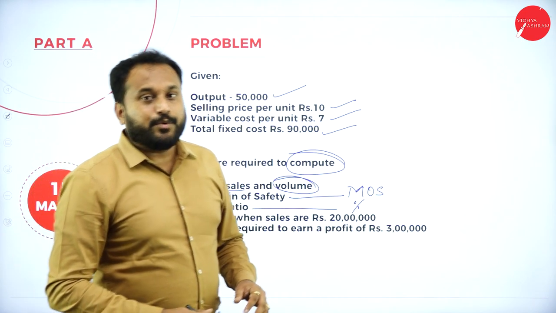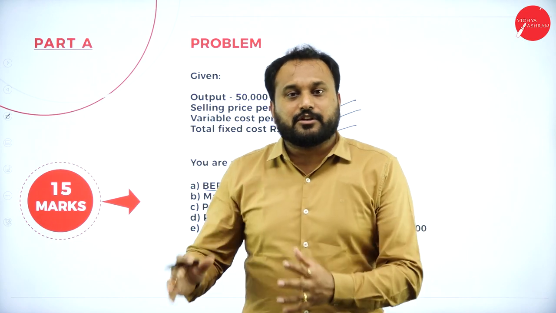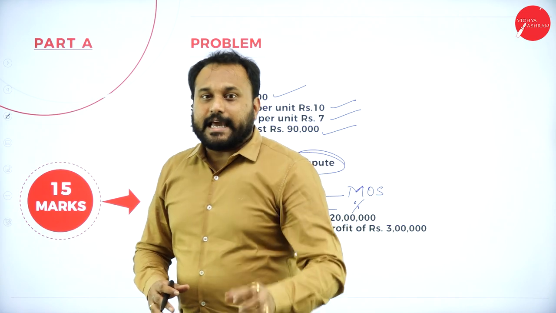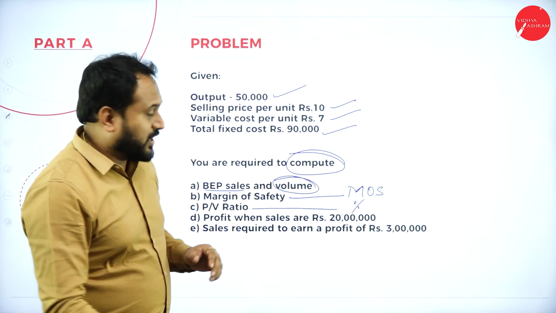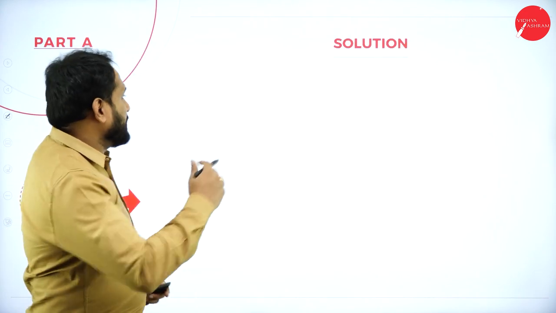So how are we supposed to solve? Whenever we get any questions on PV ratios or marginal costing, the first and foremost thing we are supposed to do is calculate PV ratio. How to calculate PV ratio? I'll just give you a hint. What exactly are we supposed to do for the calculation of PV? Let's go with the solution here.